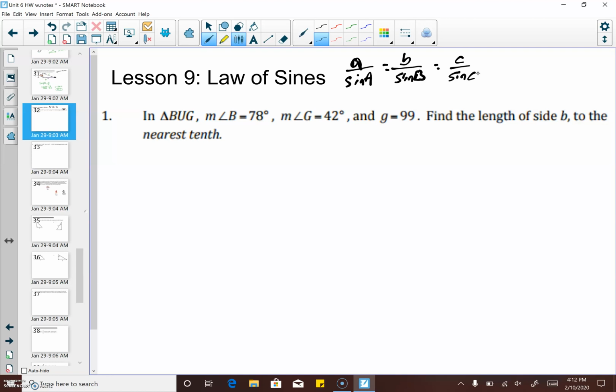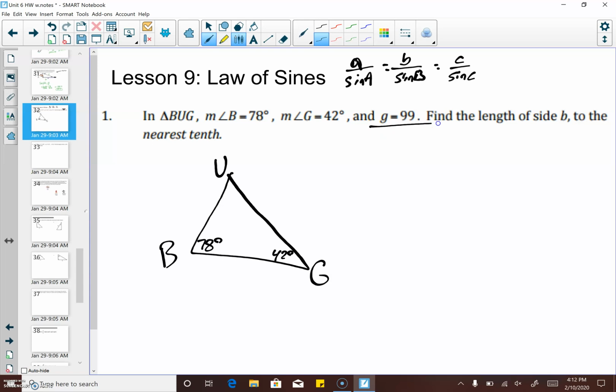And this was the first time we were able to use trig functions when we are not in a right triangle. So if we look here in triangle BUG, I'm not going to worry about drawing a right triangle or anything specific here. It doesn't have to be drawn to scale. Angle B is 78 degrees. Angle G is 42 degrees. And if they say side G, that's the side opposite angle G, in other words, BU. So there's our 99. Find the length of side B, which is lowercase b, opposite the angle B.